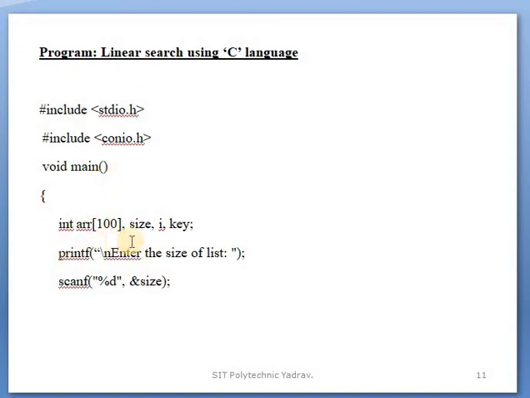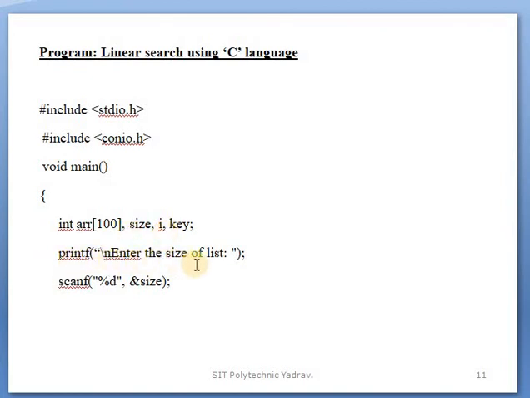Okay. This is the variable declaration statement. Int array of 100. What does 100 mean? It means the maximum number of elements that can be stored in the array is 100. Starting from 0 to n minus 1, which is 99, so elements 0 to 99 can be stored in that array. Okay. Size, i and key are the variables we take for our program's purpose.